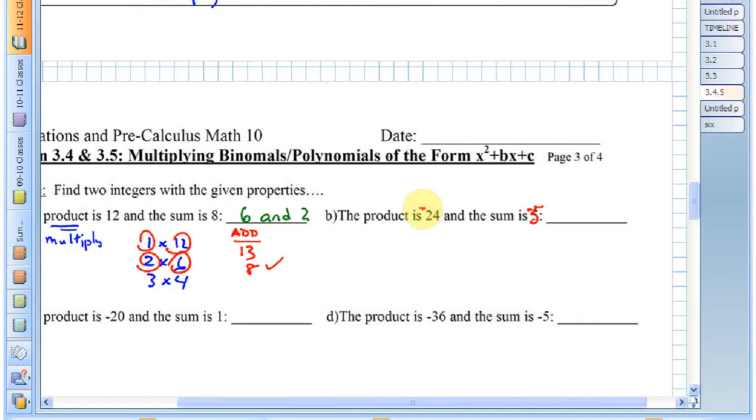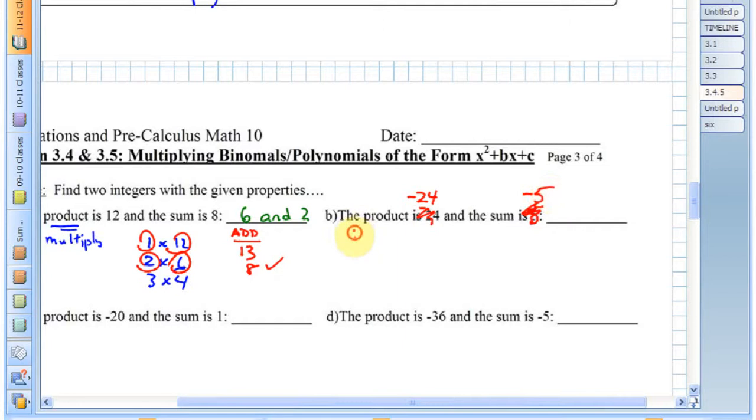Let's make it negative 24 and negative 5. My apologies here, okay? So once again, the product is negative 24 and the sum is negative 5. That's good. Yes, I like that. Okay, help me out. What times what gives you negative 24?